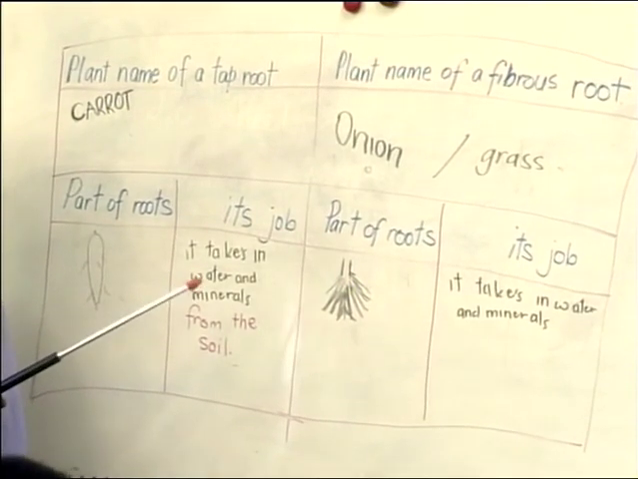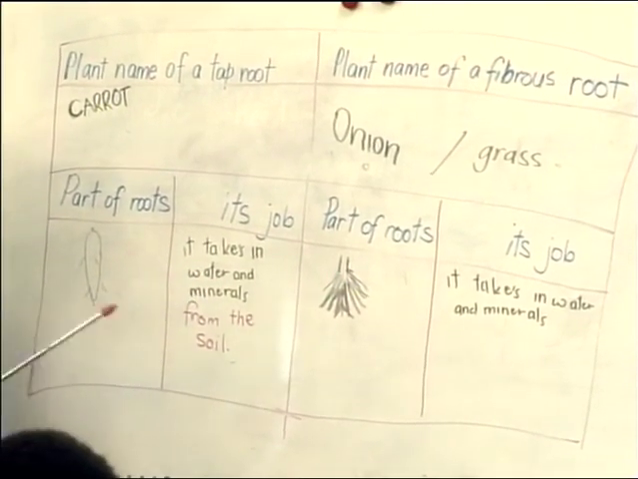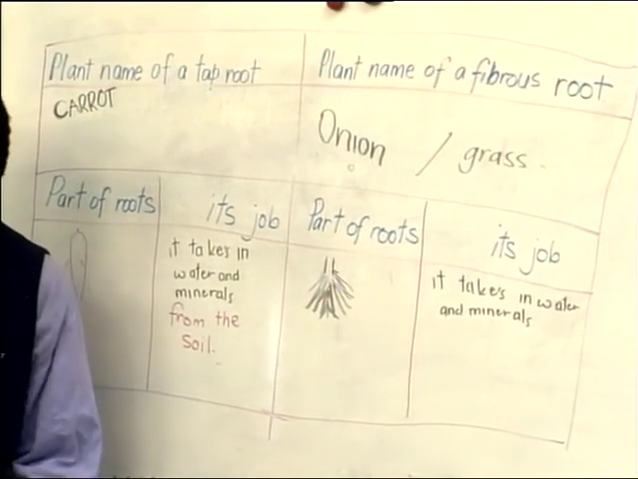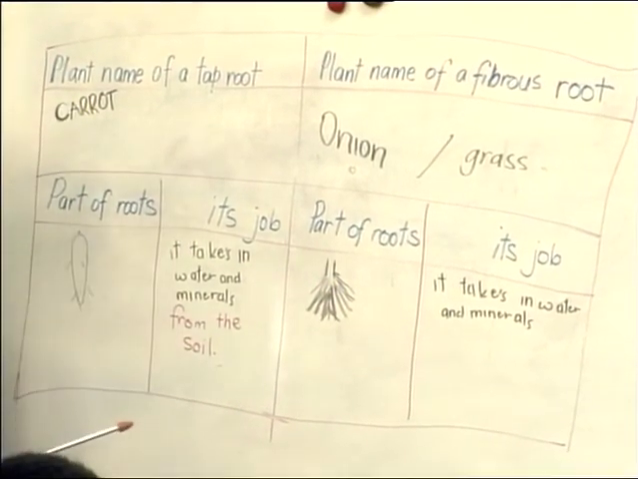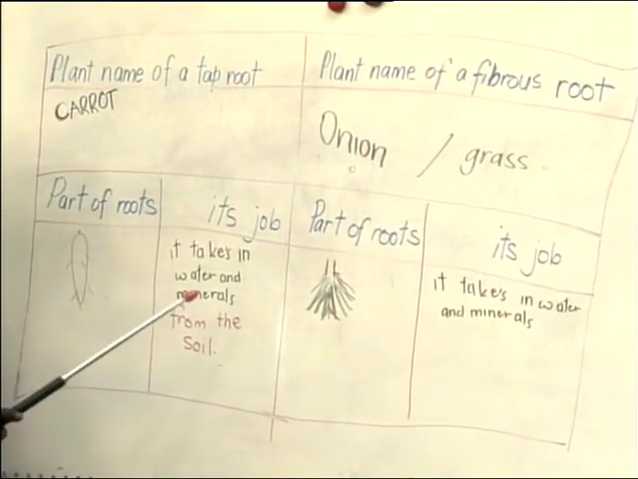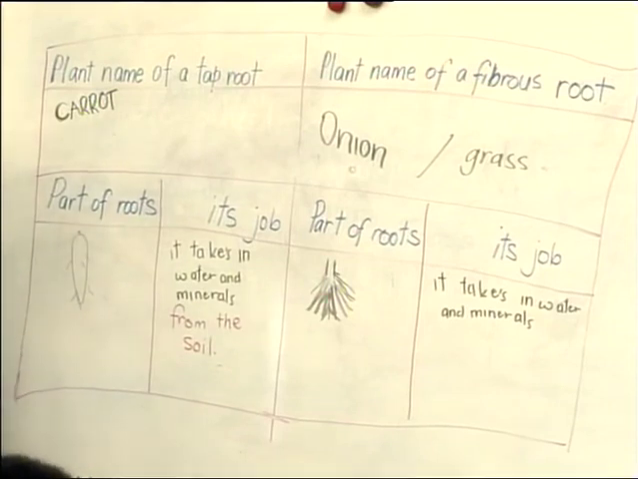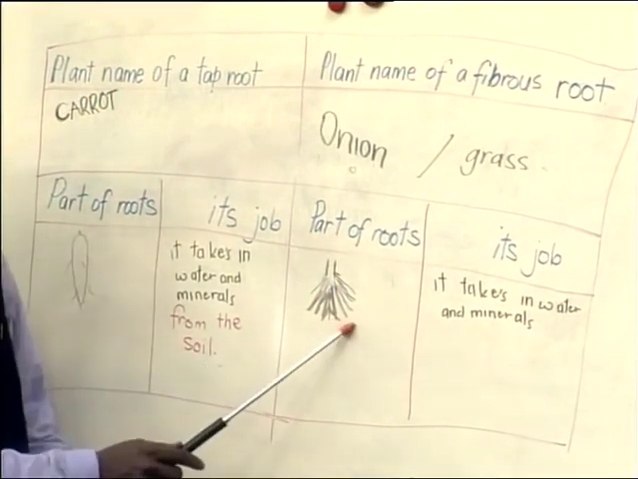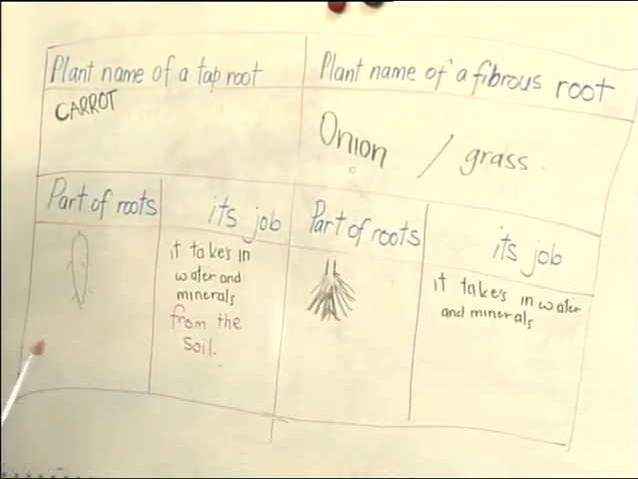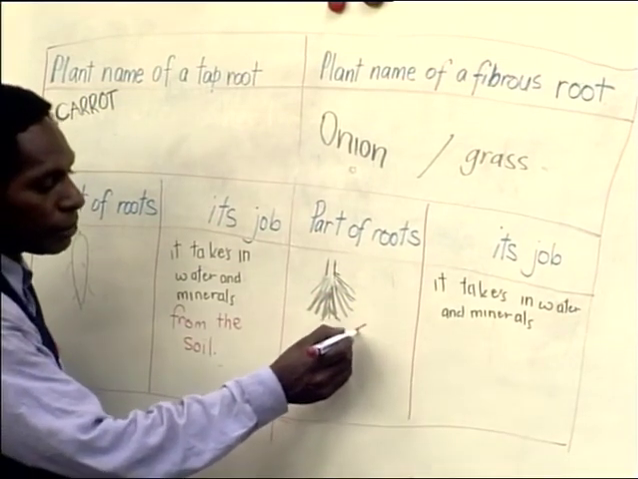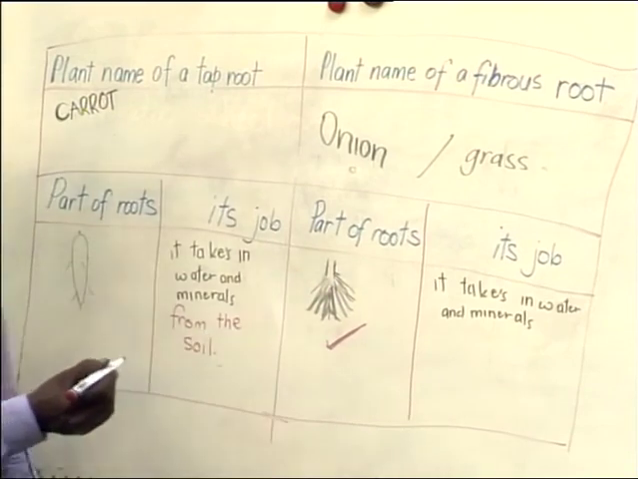Minerals are all those little things that are in the soil that give the plant its nutrients. So it takes that in plus water. When you give water to the plants, they take that in as well. Thank you very much. Now, the fibrous root. That is the picture of the fibrous root, so that's okay. You should have a picture similar to this.